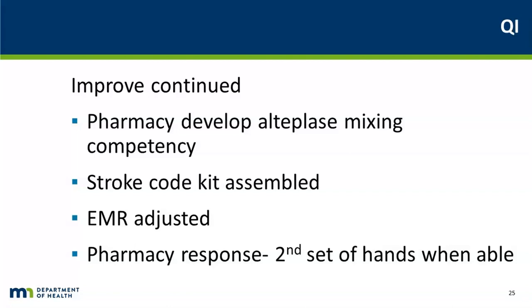Pharmacy is going to create a stroke code kit as well, which contains all of the materials needed for dosing, mixing, and administering IV alteplase, along with the resources for reference. The alteplase order will be flagged in the EMR and will move to the top of pharmacy's list as a priority. The pharmacist will call the emergency department and let them know if they can respond to the bedside. If they can, they will be a second set of hands and eyes for the mixing process. Nursing is not to wait for pharmacy's response to mix.